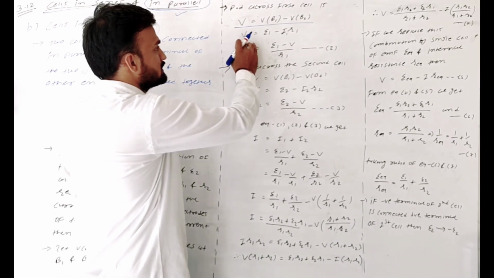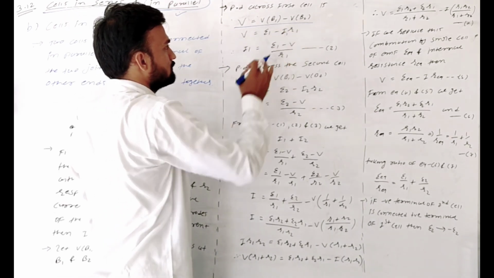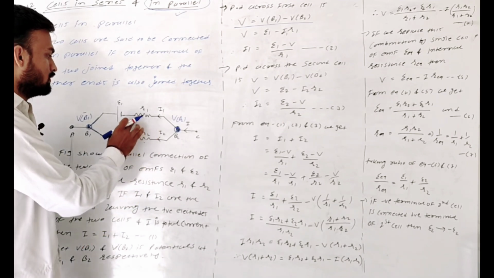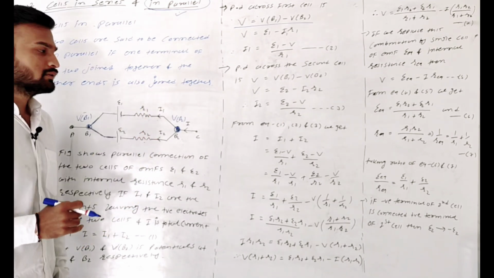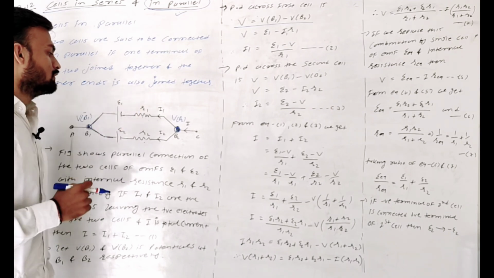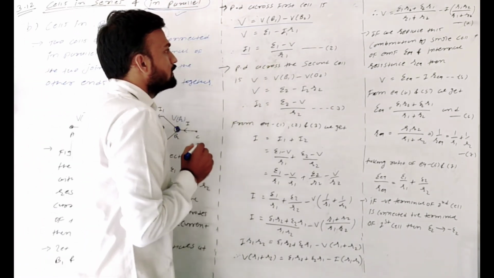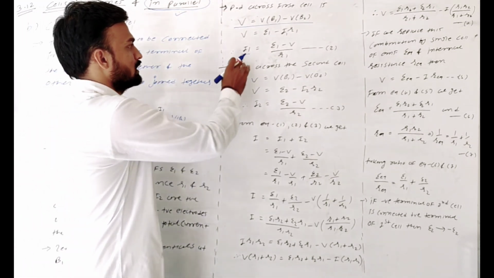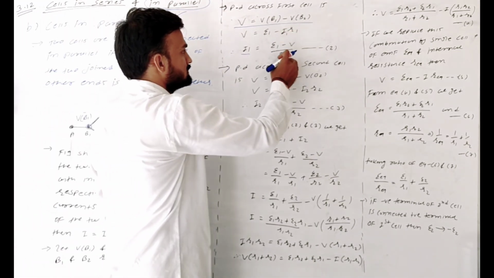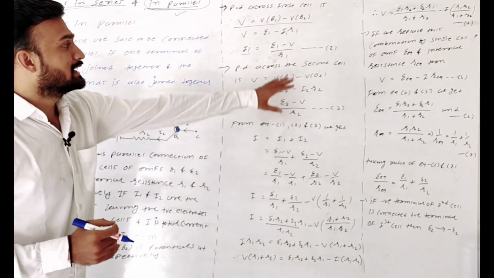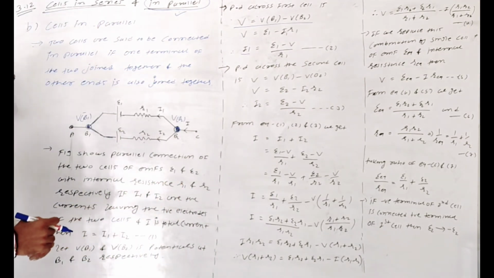So V is equal to E1 minus I1 R1, because I1 is the current flowing through R1, and you can say the current flowing through the first cell. Now taking I1 as the subject, I1 is equal to E1 minus V divided by R1. Let it be equation number 2.